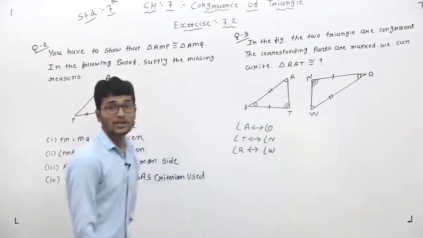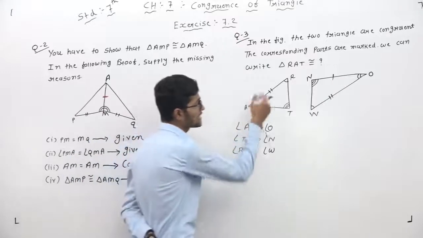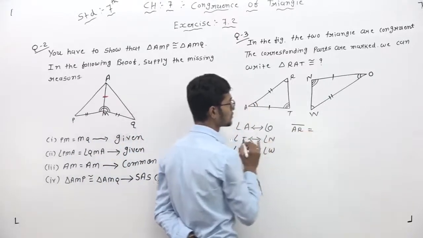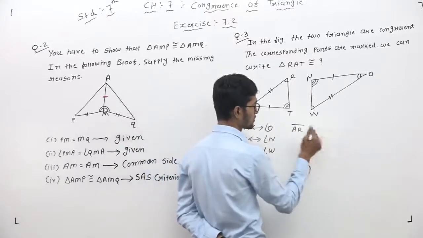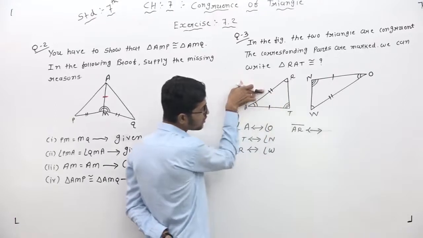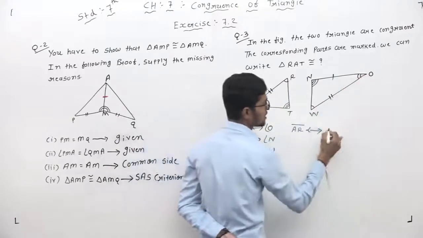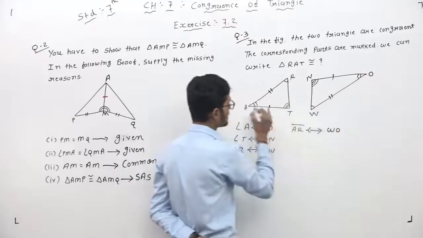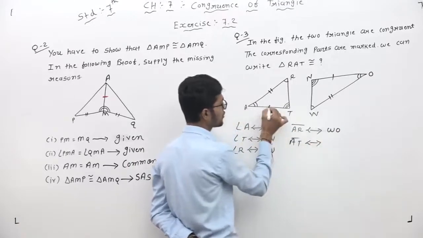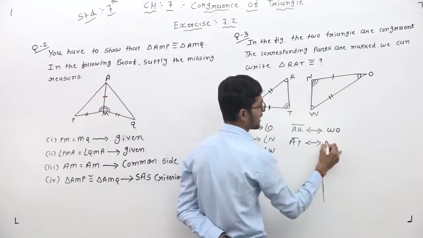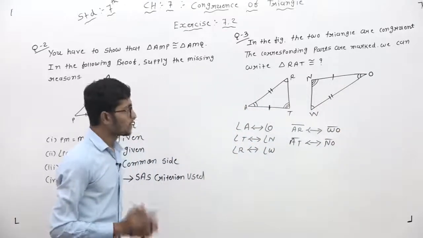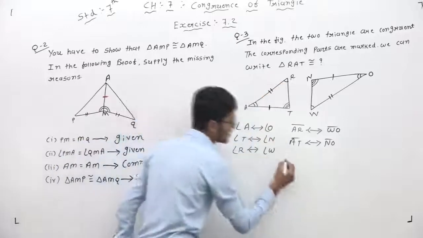So that is the discussion of the angles. Now the sides are also given. So AR is equal to, it means corresponds to. Let's see. AR corresponds to: here there are two signs, two lines. The two lines mean WO. Same for AT: AT corresponds to, here there is only one line. One line means NO. So clear? Understand? Let's start.